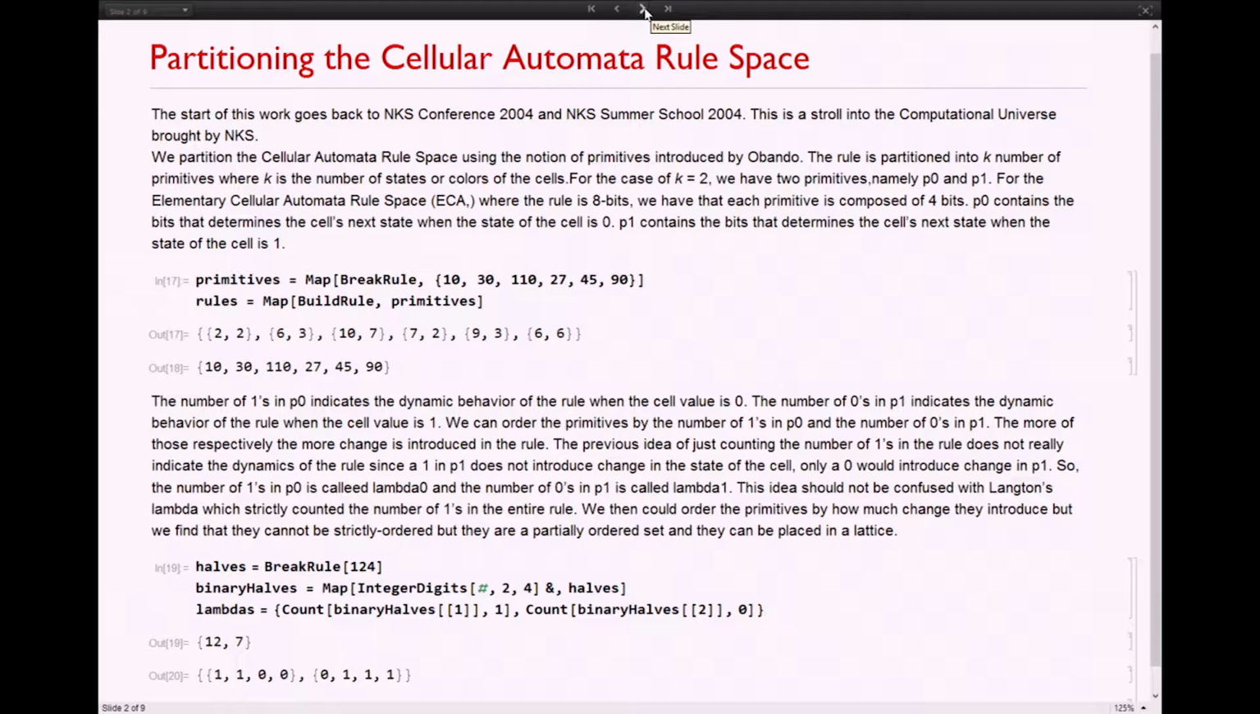I call them primitives, primitive 0, primitive 1. And each one of those will have a description, or an equation, so that I could form the rule based on those two. When I did something like that, I created these functions that will help me. And in this case, you see here the break rule. I can take any of those rules. This is the ECA, the Elementary Cellular Automata. I would take each one of those and break them up into primitives. Here you see the 30, for instance, is 6 and 3. 110 is 10 and 7, etc.